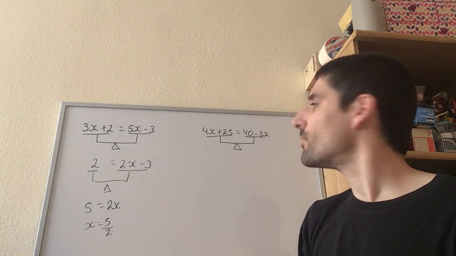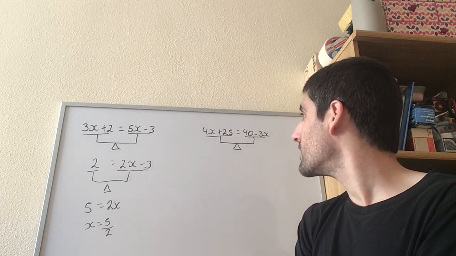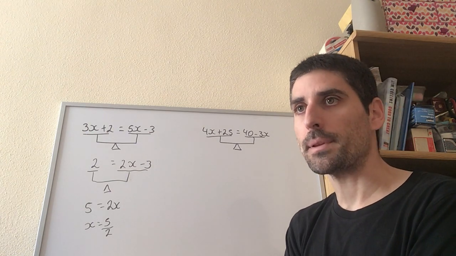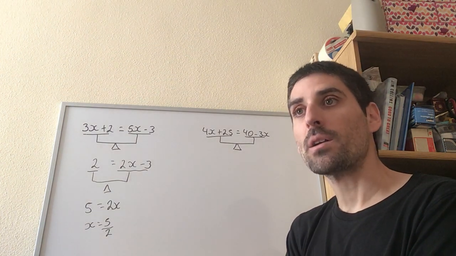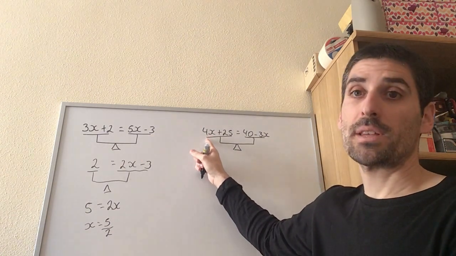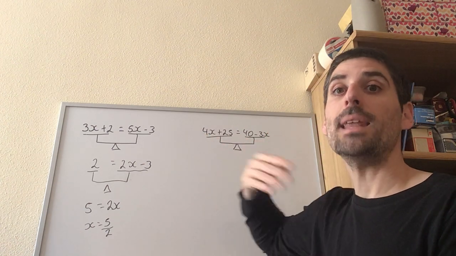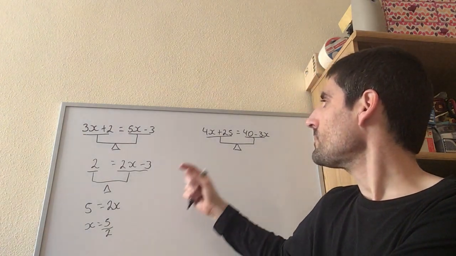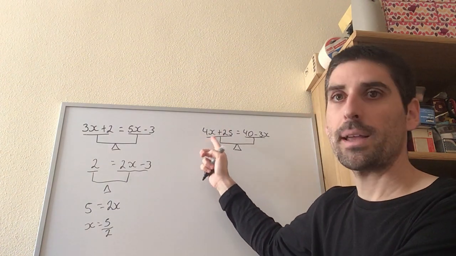Okay, now I'm going to look at the next example here. So there I've got 4x plus 25 equals 40 minus 3x. Just got a negative sign to deal with. Which side of the equation has got the greater amount of x's? Well, that one. Not because that's a 4 and that's a 3, but because that's a positive 4 and that is a negative 3. So you need to be very careful with the signs. Okay, so that one has got more x's.